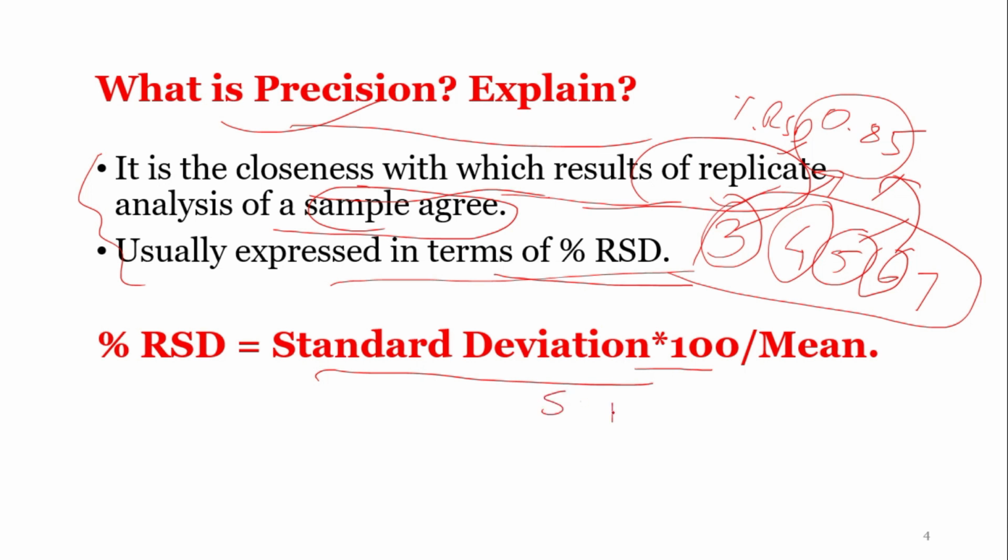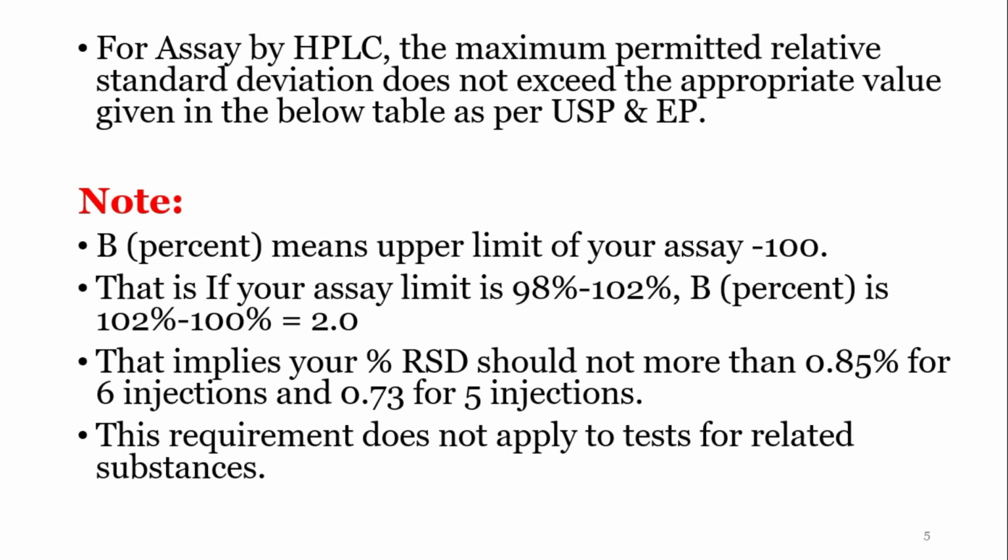So it is also written as standard deviation into 100 by mean. The mean of the 5 replicates or 6 replicates or 3 replicates. This is called as percentage RSD. So for SA by HPLC, the maximum permitted relative standard deviation does not exceed the appropriate value given in the below table as per USP and EP. So we will see in the coming slide about the table.